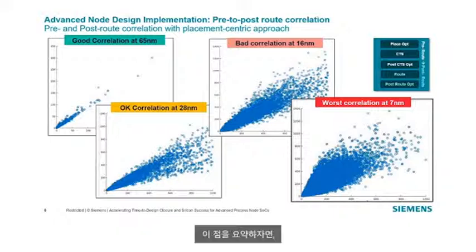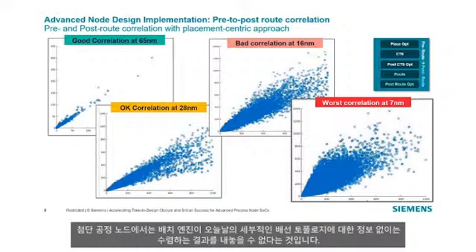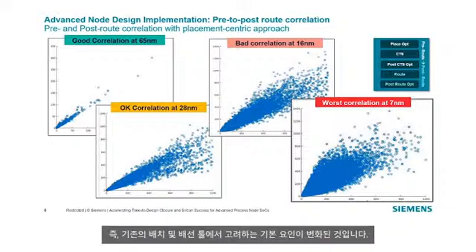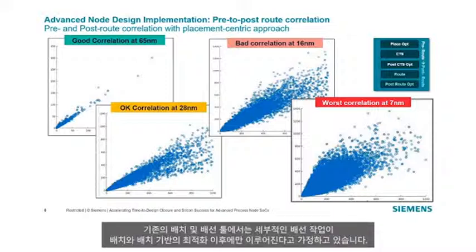To summarize this point, at advanced process nodes, placement engines cannot produce convergent results without information of detailed routing topology today, which is a shift in the basic factors being considered by traditional place and route tools that assume detailed routing only comes after placement and placement-based optimization.